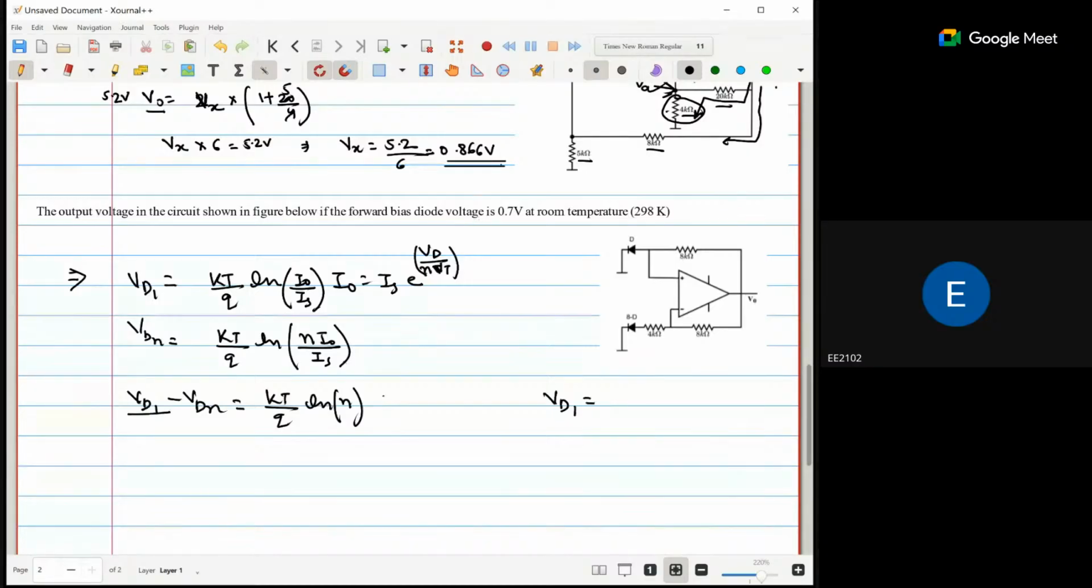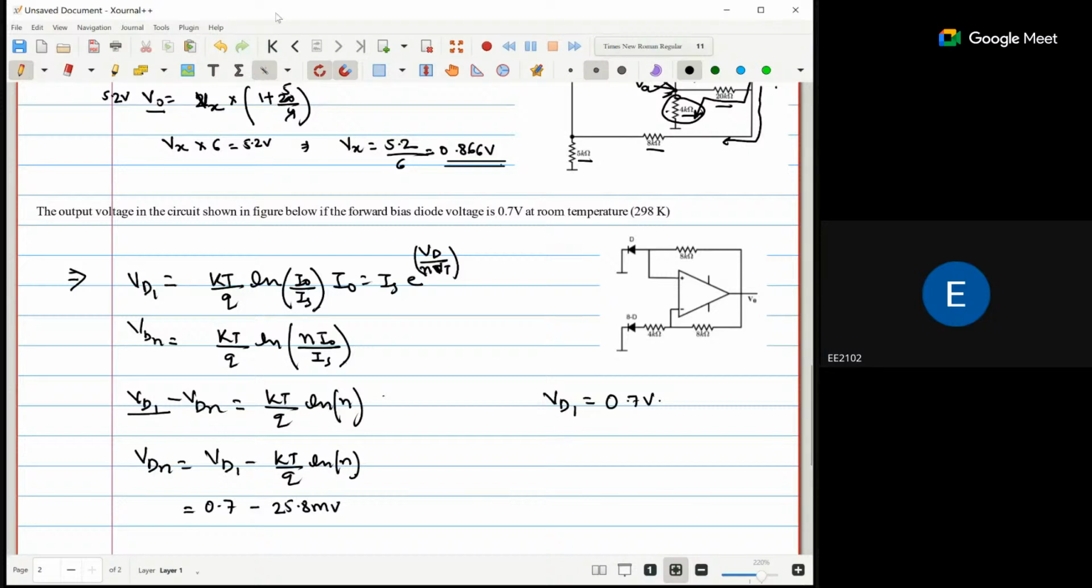Okay, so VD1 they are giving as 0.7 volts. Now we have to calculate the VDN. So VDN is equal to VD1 minus KT by Q ln of N. So that is 0.7 minus KT by Q, which at room temperature 298 is around 25.8 millivolt.